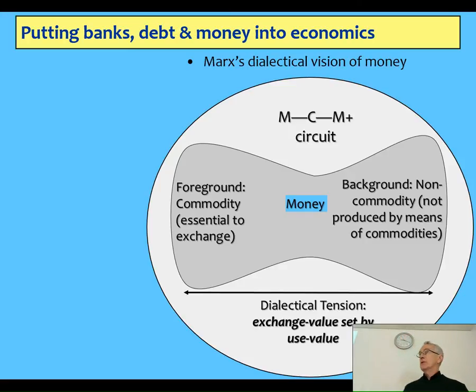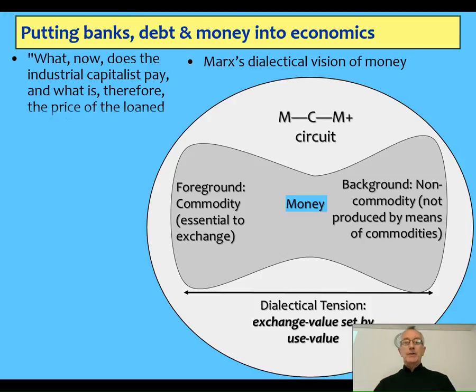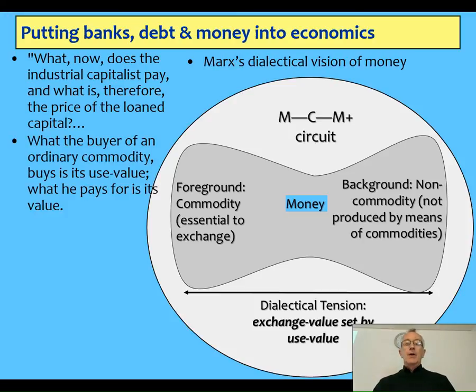So the tension between the two, in Marx's logic, comes down to saying the exchange value of money is set by its use value. Whereas normally the price of a product is set by its exchange value, here its price is set by its use value. And Marx has some wonderful statements on that, because he's going through the whole issue. This is, I think, in Capital Volume 3. What does the industrial capitalist pay for loan capital? And he says, what the buyer of an ordinary commodity buys is its use value. What he pays is its value, its exchange value, its cost of production.